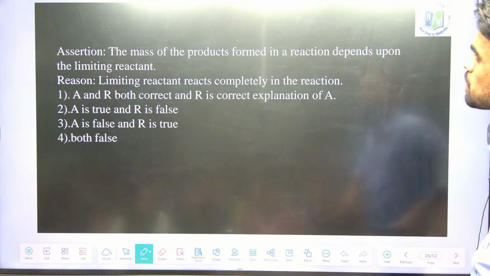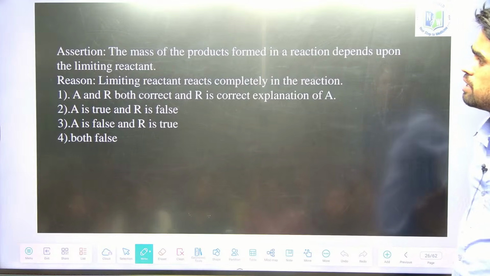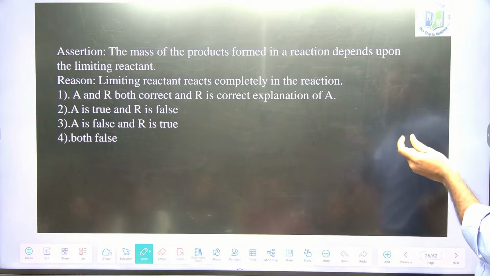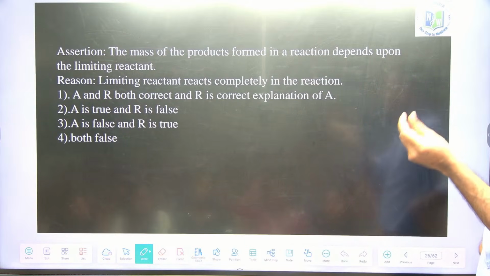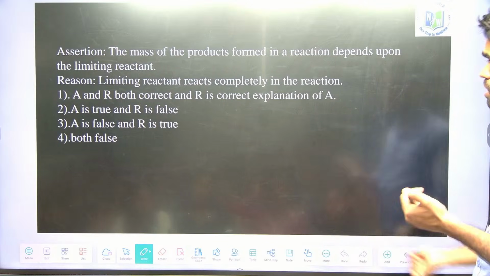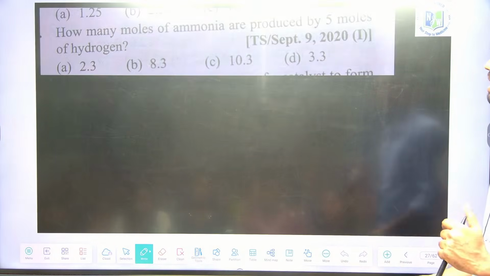So tell me, the mass of product formed in a reaction depends on... yes or no? Yeah. So then next, what is its reason? Limiting reagent reacts completely in the reaction. Okay, only excess reagent remains unreacted. So first option: both assertion and reason are correct and reason is the correct explanation of A.